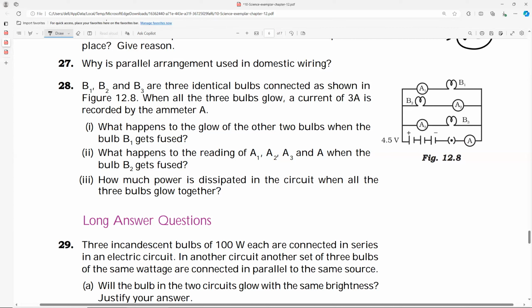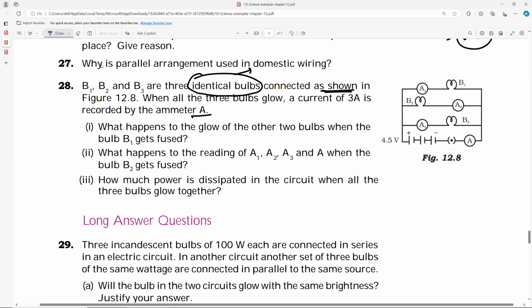The bulbs B1, B2, and B3 are three identical bulbs and connected as shown in the given figure. Identical means same resistance. When they are connected, they glow and the current they are taking is 1 ampere. The word identical plays a very important role, dear students.